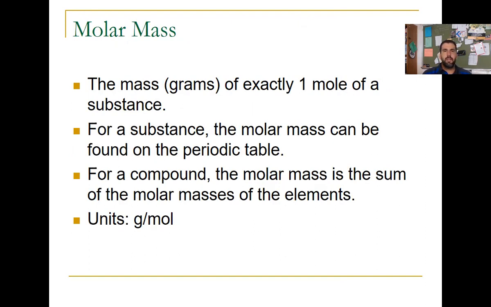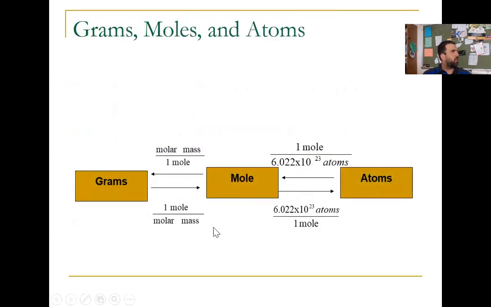So molar mass is the mass in grams of exactly 1 mole of a substance. For an element, it can be found on the periodic table. For compounds, you have to add the molar masses together, and its units are grams per mole. Here's my nice flow chart to go from grams to moles. You multiply by 1 mole over molar mass. Moles to atoms, 6.022 times 10 to the 23 atoms over 1 mole, and it's backwards on the other way. Remember, in any conversions, our first step is always to take what we know and put it over 1. So if we start with grams, molar mass in grams goes on the bottom, mole on top.